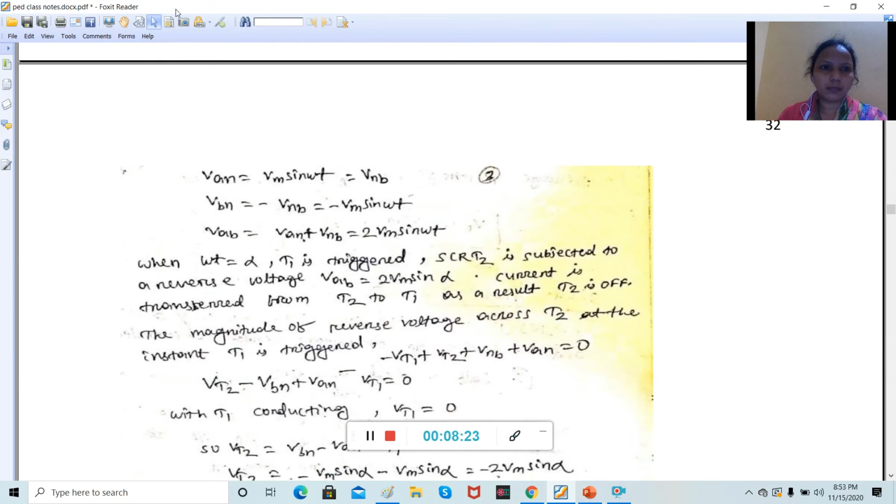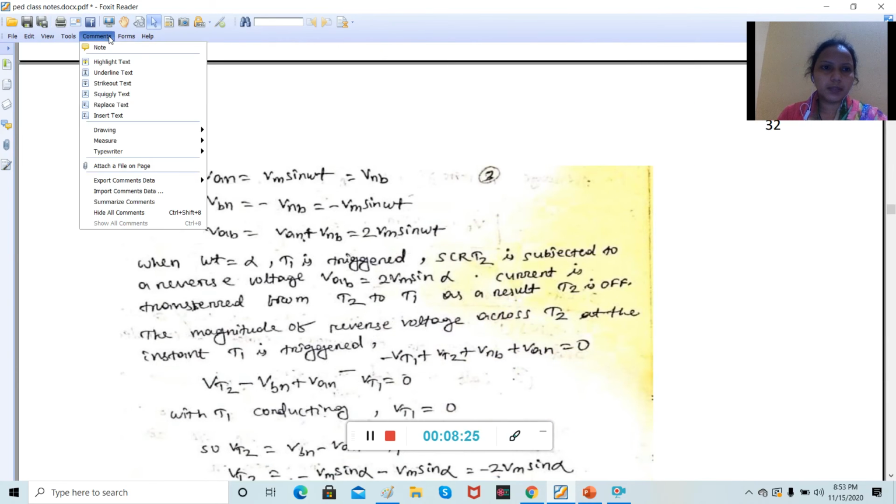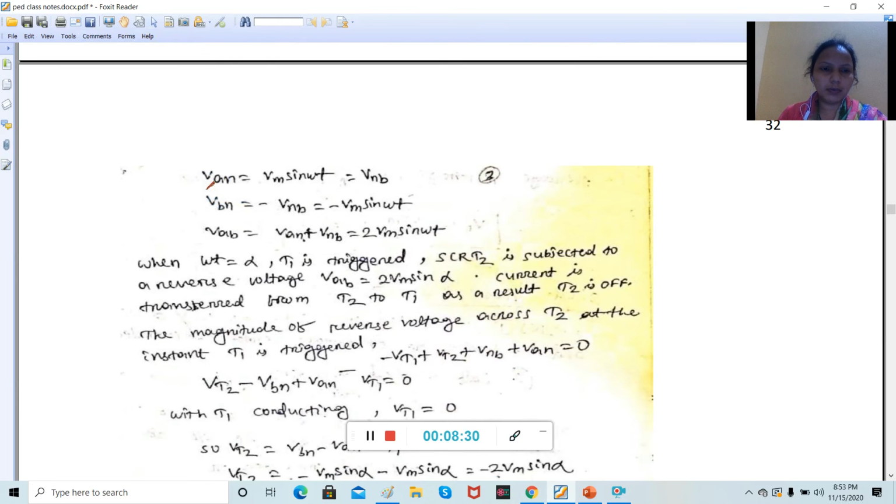These are the equations. VAN is equal to Vm sin omega t, which is equal to VNB, and VBN is the negative of this part, so minus VNB. Here VNB is Vm sin omega t, so VBN is minus Vm sin omega t. So in total VAB is equal to VAN plus VNB, that is equal to 2 Vm sin omega t. Clear?